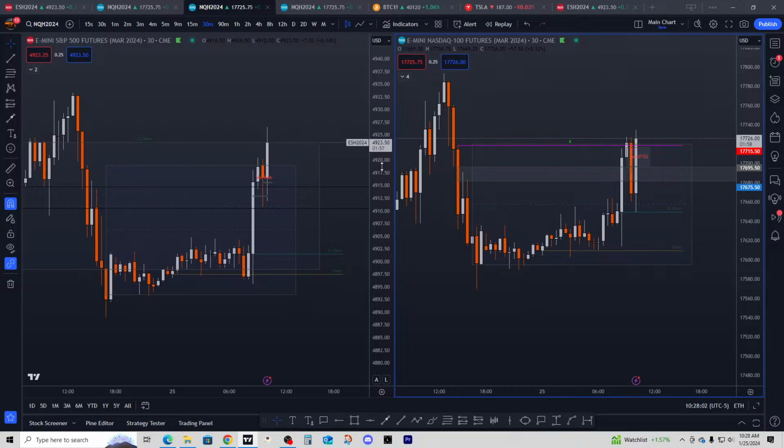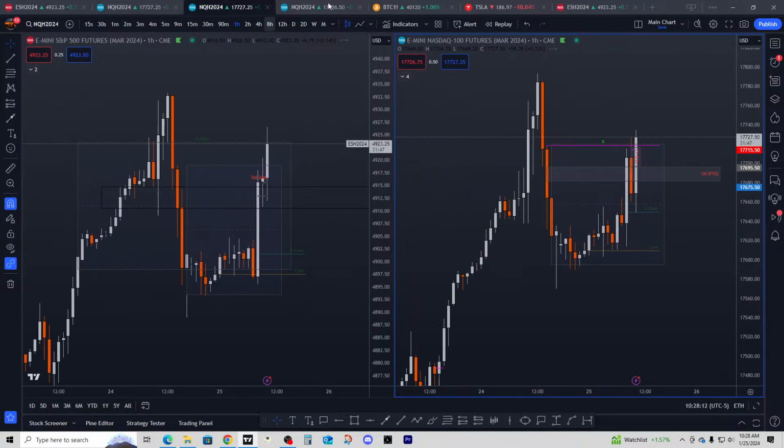So we'll see. But if it just decides to consolidate right here, it could just really hang this range for the rest of the AM session through lunch, and maybe it gets a pullback later. But right now, it's just saying it's bullish.